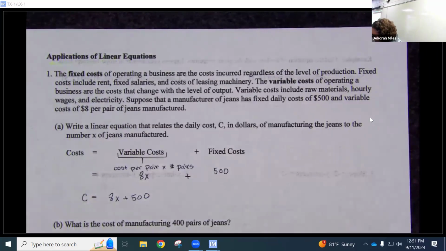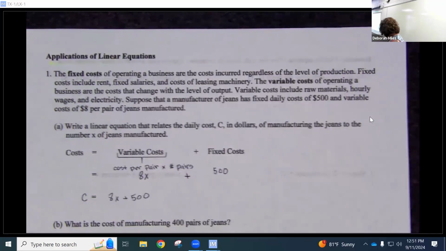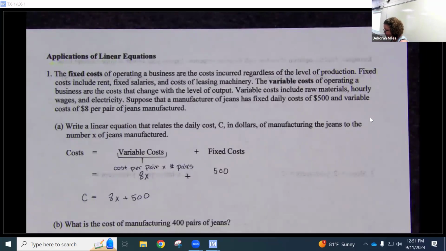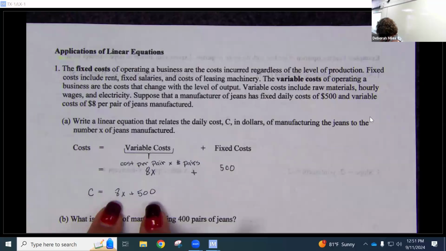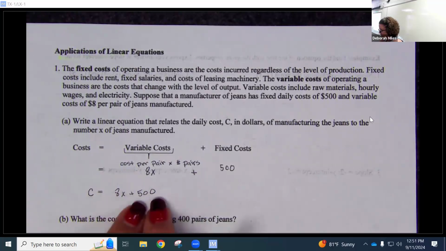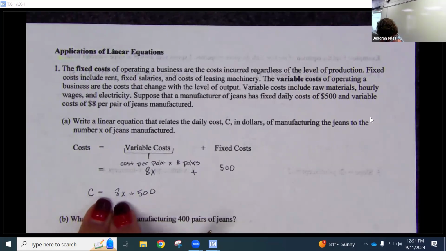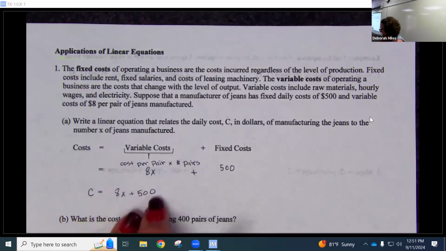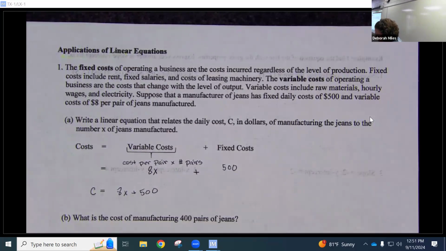Now, I said you had to be given either a point and a slope, or you had to be given 2 points. In this problem, we were given a point. 500 is my fixed cost, and my slope is 8. So 8X plus 500 is the equation of the total cost.